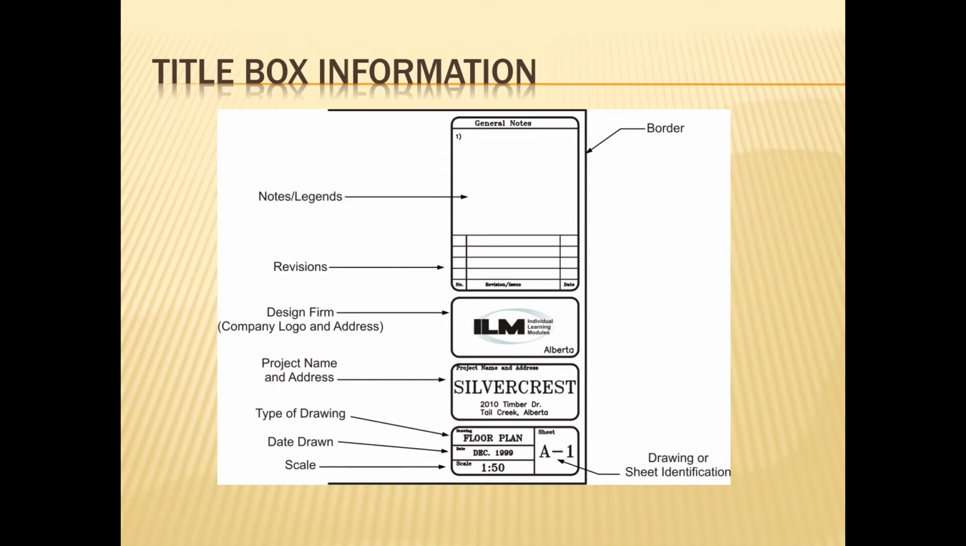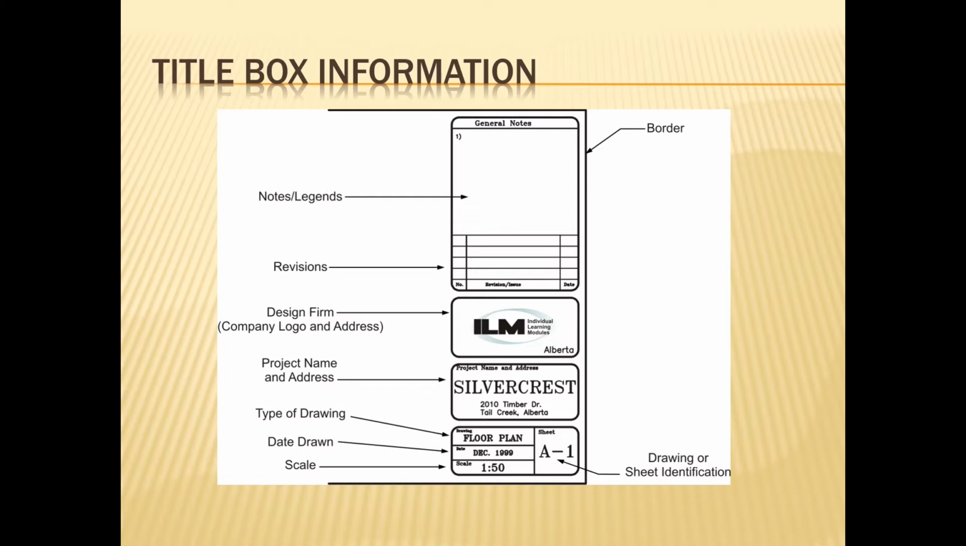Another part of the drawing that we should be familiar with is the title box, and inside the title box there is a lot of information. First of all, we have the project name and the company information, as well as what drawing division we're in and the page number of that division. For example, this is Architectural Drawing 1, A-1.